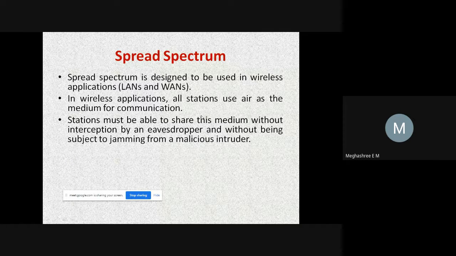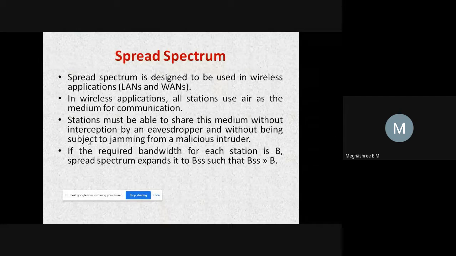Take military applications, which are wireless, right? We all know the data shared by military applications has to be kept very secret. It should not be shared with anyone. So since wireless applications are used in the military, proper security has to be provided for the data, right? To achieve that, spread spectrum is used.